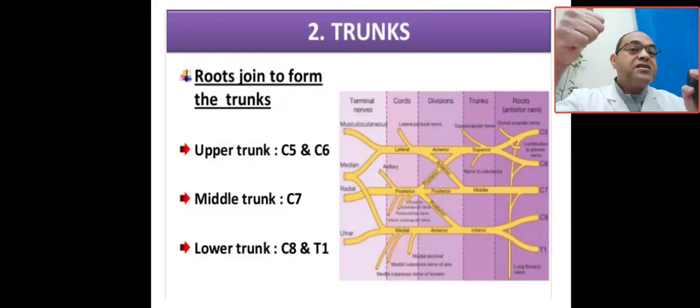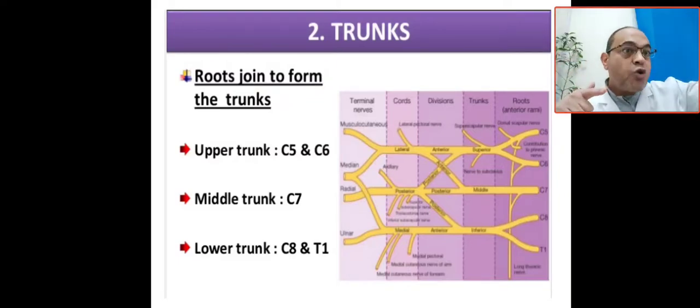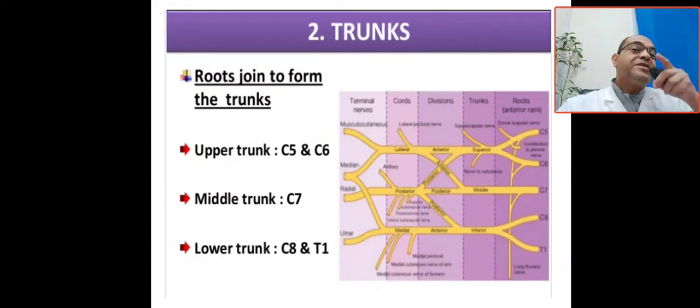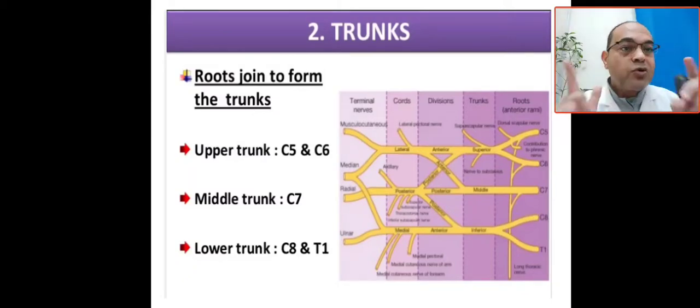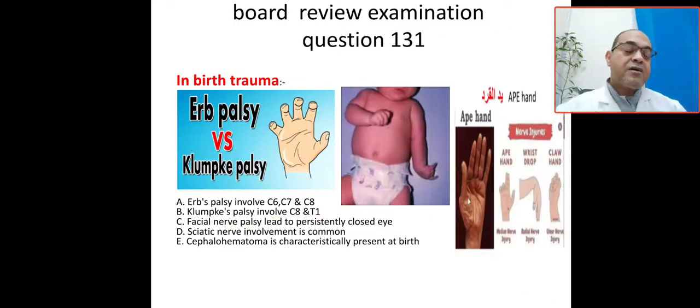So the upper trunk, C5 and C6, is Erb's. The middle trunk is C7, commonly associated with the upper trunk or Erb's, and it will be associated with scapular winging. And the lower trunk is C8 and T1, this is Klumpke's paralysis, and the common association will be Horner syndrome and the claw hand.